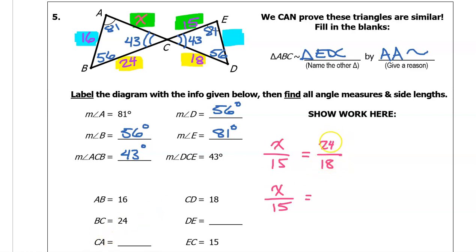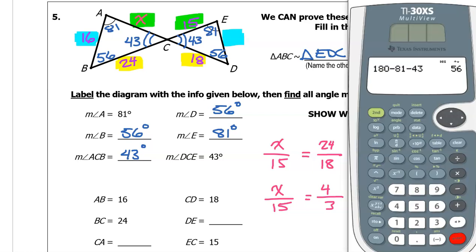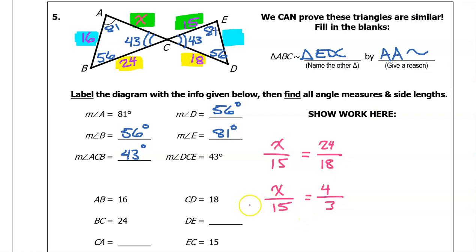Let's reduce that. Both of these are divisible by 6. So this should turn out to be 4 over 3. But remember, if you're not completely comfortable with that, you can just do 24 over 18 right in your calculator and get the same thing. So you probably know that it's time to cross multiply right now.